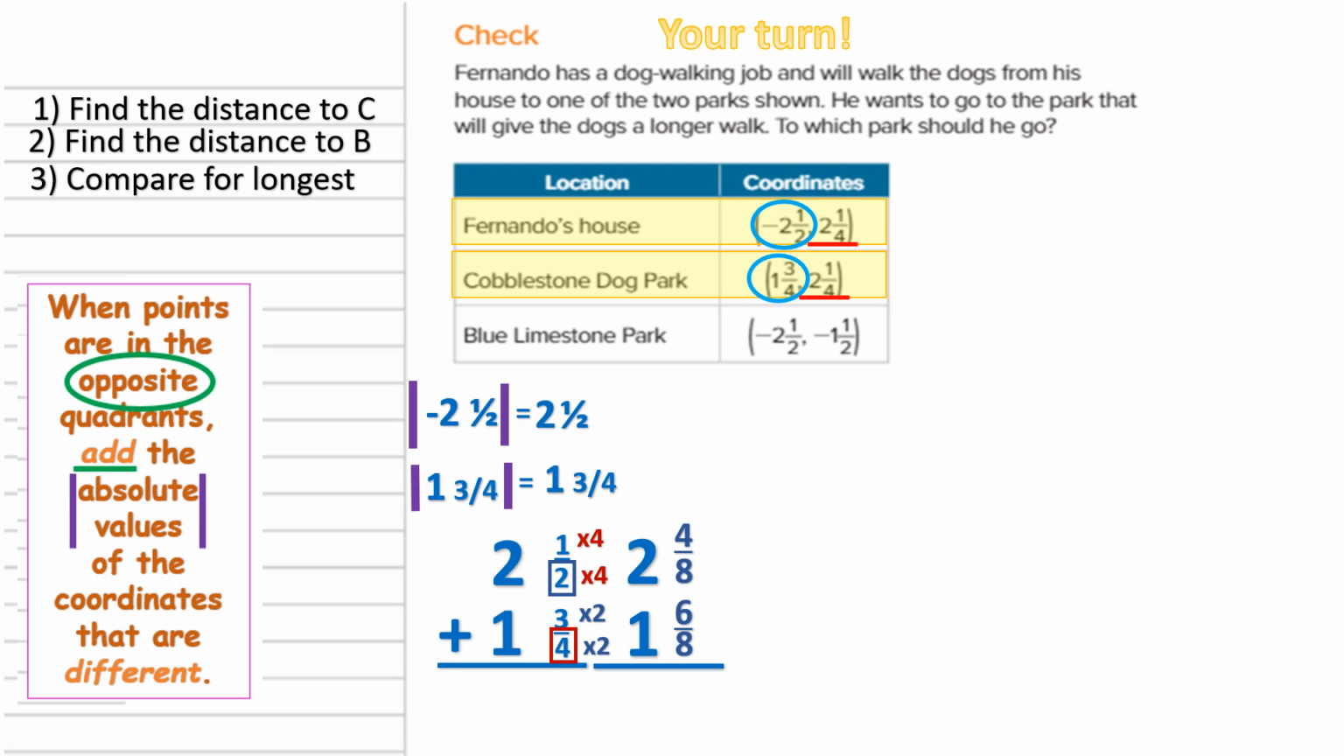So I have my 2 4/8 and I have my 1 6/8. Now that I have my common denominator, can I add my fractions? Sure can. What do I do with my common denominator? I keep it. Then I add my numerators, and 6 plus 4 is 10. And then 2 plus 1 is 3.